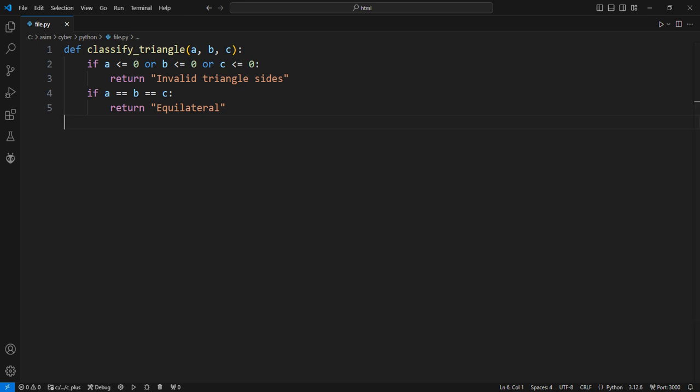Check if any two sides are equal, isosceles triangle. If two sides are equal and the third is different, it is classified as isosceles. This is checked by comparing two sides at a time. The triangle has two equal sides and one unequal side. Two sides are equal.